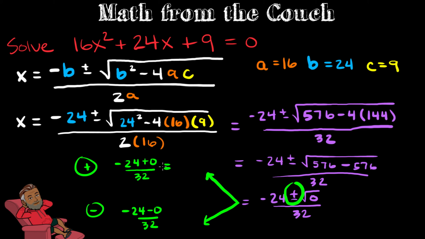When I simplify it, negative 24 plus 0 is negative 24. 24 and 32 can both be divided by 8, and that would give me negative 3 over 4. And over here, I would also get negative 3 over 4. So my final answer, since they are exactly the same, is just this right here. X equals negative 3 over 4.